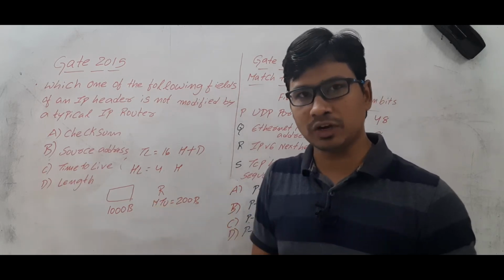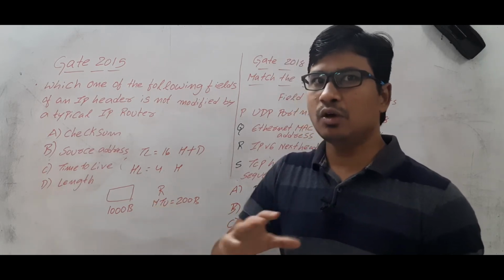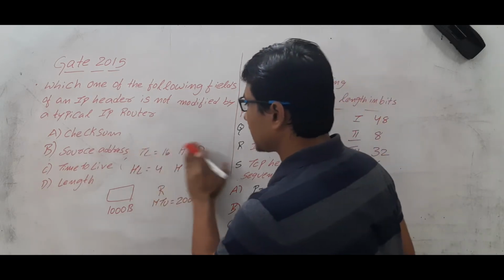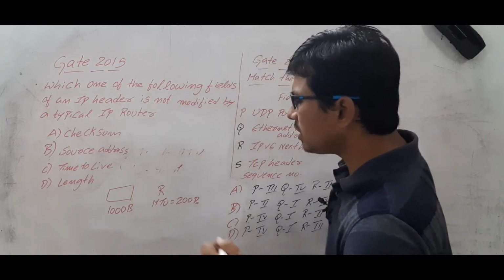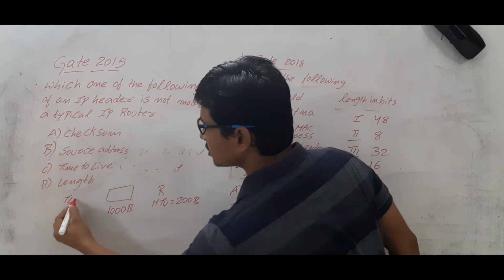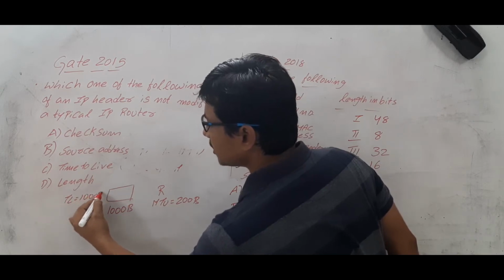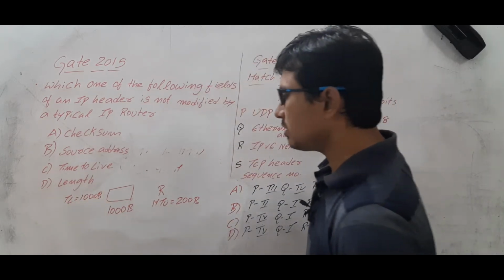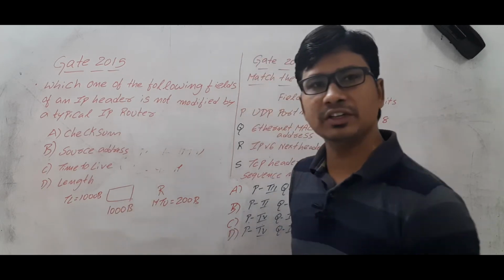This concept we call fragmentation. When you are dividing into smaller packets, the total length of this one will specify 1000 bytes. Will you agree with me or not? The total length of this one will specify the 1000 bytes.